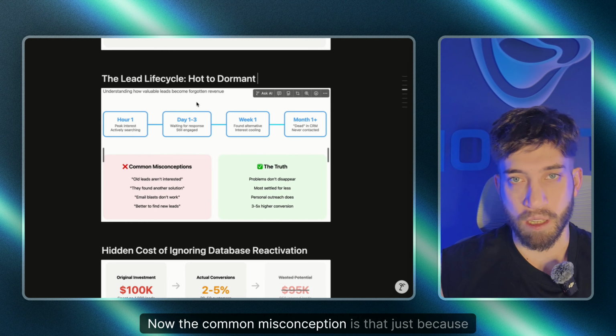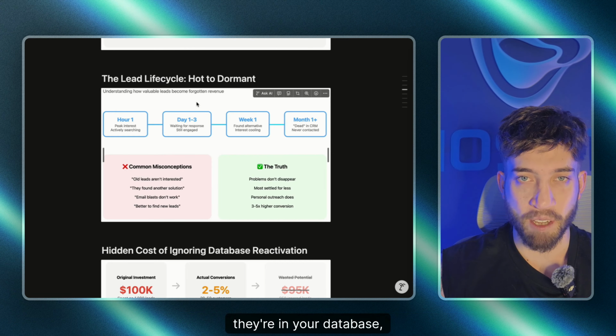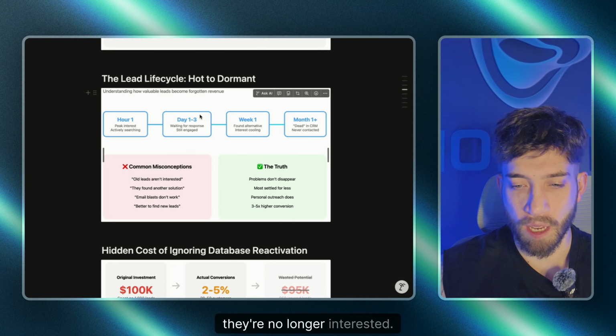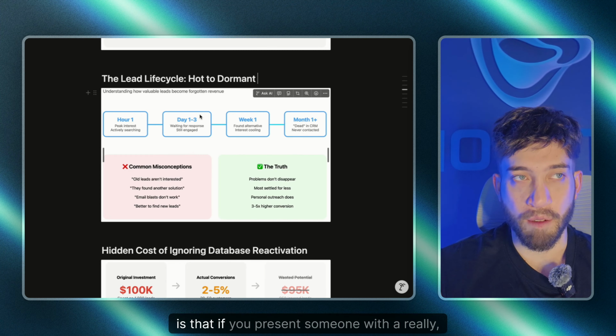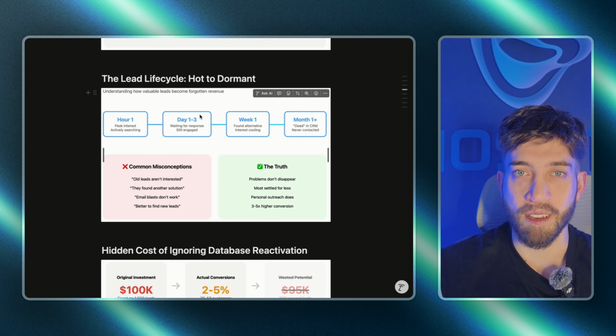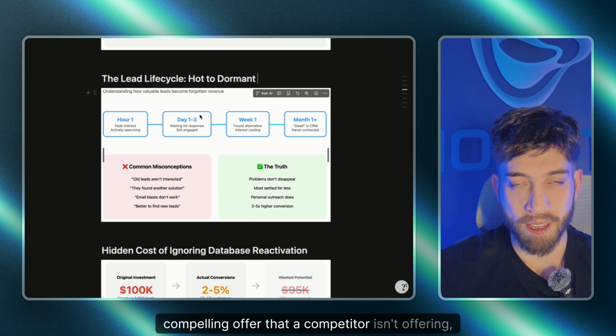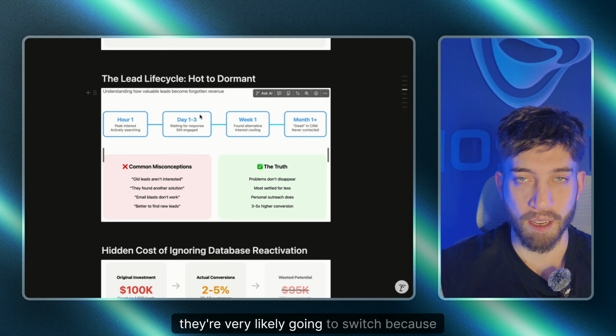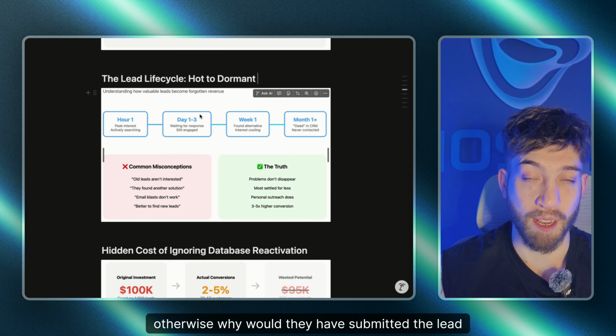Now, the common misconception is that just because they're in your database and you haven't contacted them in a while, they're no longer interested. The truth, however, is that if you present someone with a really compelling offer that a competitor isn't offering, they're very likely going to switch, because otherwise why would they have submitted in the first place?